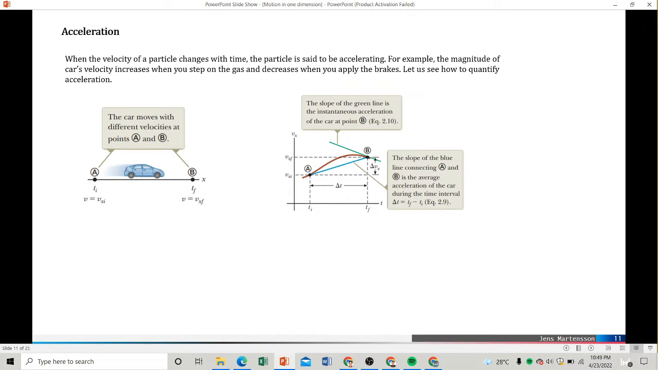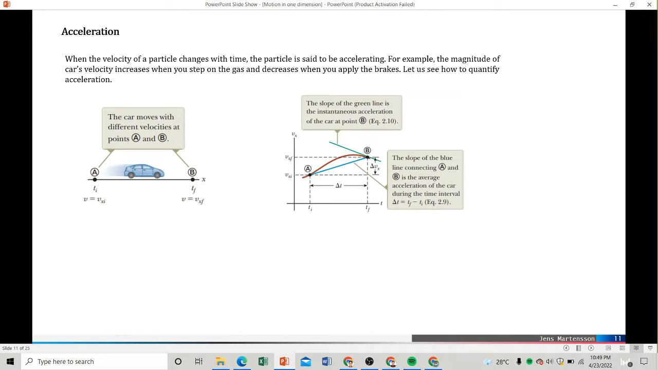When you step on the gas, the velocity changes, so there is acceleration. And when you apply the brakes, the car slows down. That is no longer called acceleration, which is deceleration.